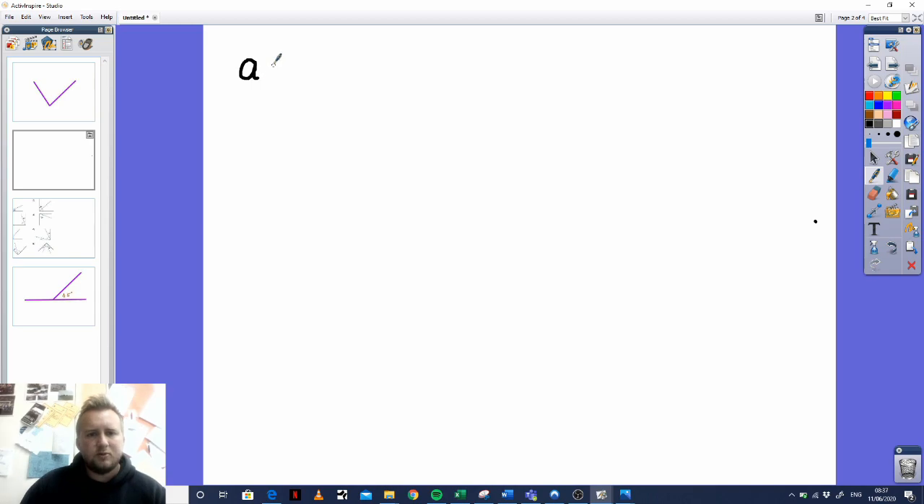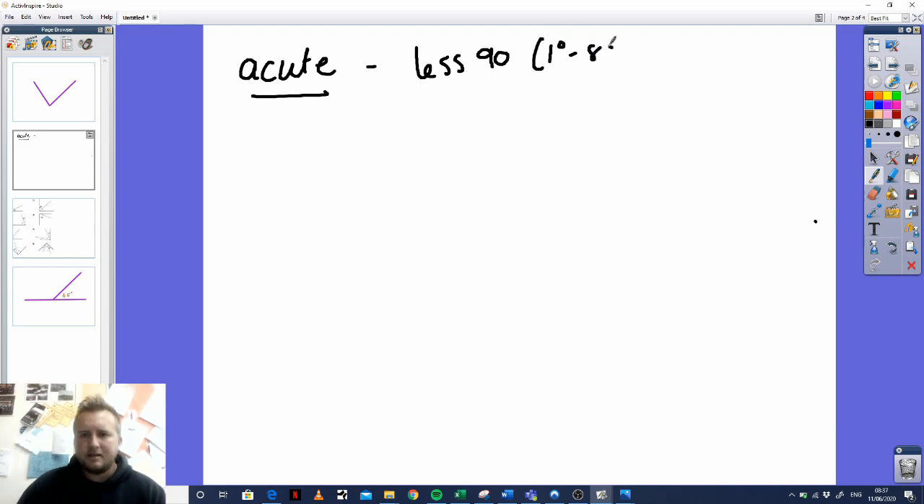So we start off with the smallest kind of angle. It's a cute angle. It's very cute. And it is less than 90 degrees. So it'll be, put in brackets, 1 degree to 89 degrees. Okay? And it looks small. So I'm just going to make a small one there. As you can see, it's less than an L size. It looks a bit like a crocodile mouth.